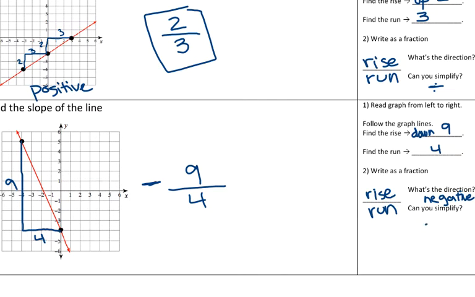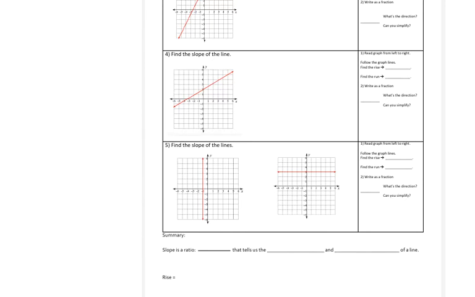Okay, can I simplify it? Can I divide both top and bottom by a number? Well, the only number I can divide 9 by is by 3, and I can't divide 4 by that. So this is my final answer, -9/4. So that negative is really important. Now, if it's an improper fraction, we leave that this time. You don't change it. Okay? All right, next page.